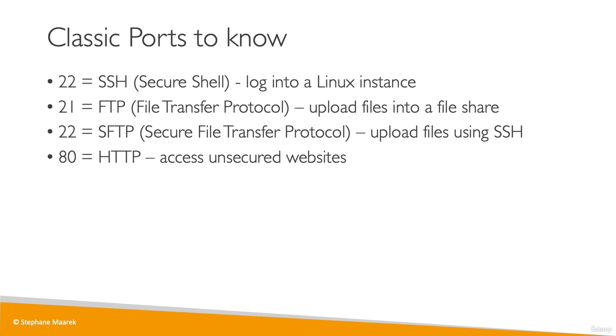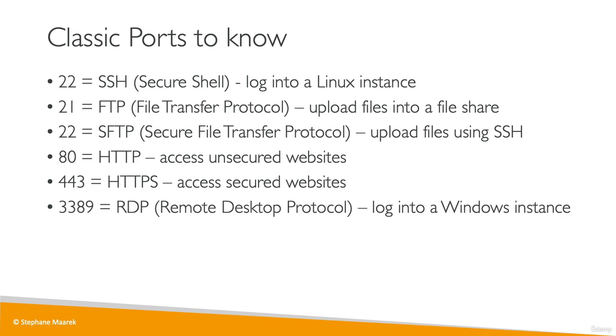This is to access unsecured websites. And you've seen this whenever you go on the internet and you enter http:// and then the address of the website. And you've seen most likely a lot more like this. You've seen HTTPS, which is to access secured websites, which are the standard nowadays. And for HTTPS, it is port 443. Finally, the last port you need to remember is 3389 for RDP, or the Remote Desktop Protocol, which is the port that's used to log into a Windows instance. Okay, so 22 is SSH for a Linux instance, but 3389 is RDP for a Windows instance.